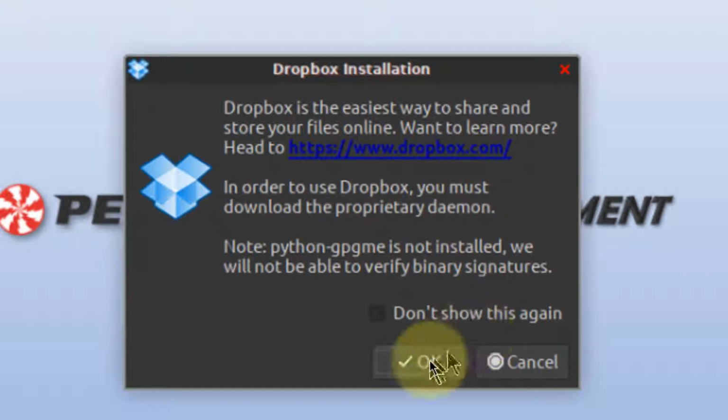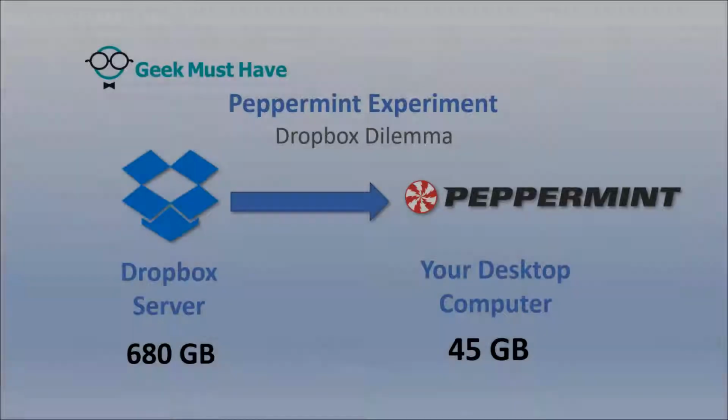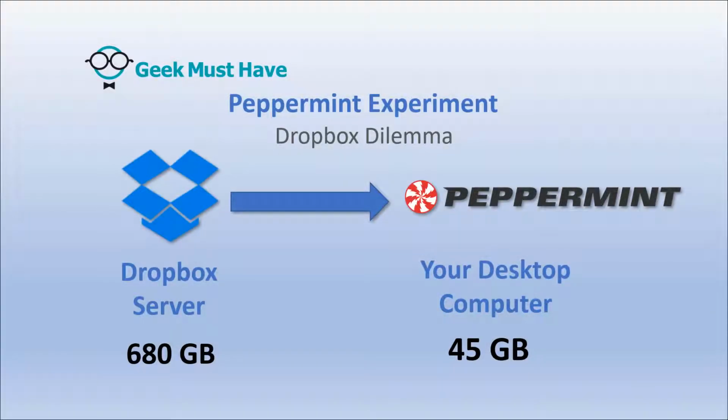And if we click on the OK, this is where we run into what I call the Dropbox Dilemma. After Dropbox has finished its installation and you log into your account, Dropbox is going to try and copy and synchronize all of the folders and files in your Dropbox account over to your desktop system, in this case the Peppermint 10. Currently, I have about 680 gigabytes of stuff in my Dropbox area, and the hard drive on the HP dual-core notebook for this experiment only has 45 gigabytes.